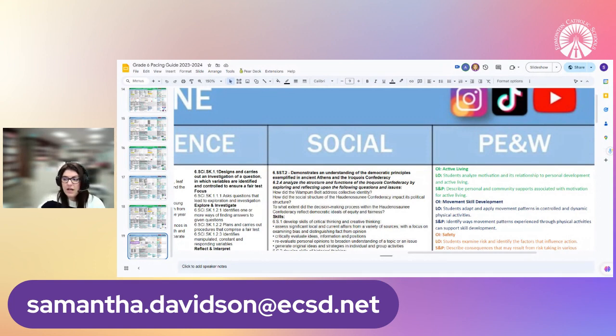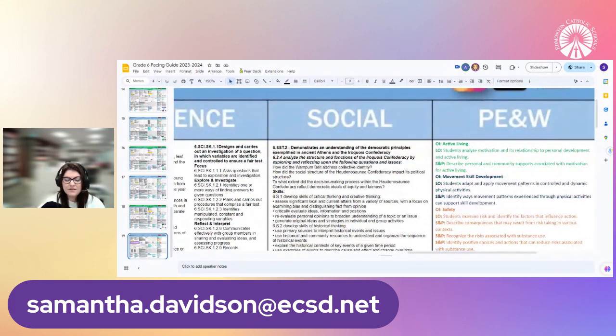Just like ancient Athens, we are also looking at how the social structure impacted the political structure. So again, looking at clan mothers, the selecting of chiefs, and the representation within the Grand Council. We want our students to understand that, just like ancient Athens, the structure of the society enables and allows for the political structure to play out the way it did. They're kind of based off of each other.